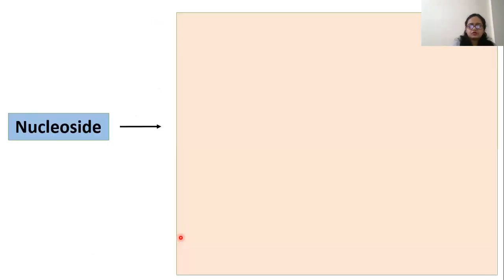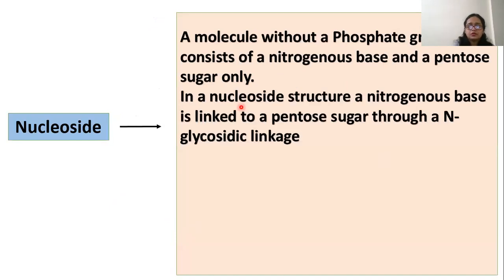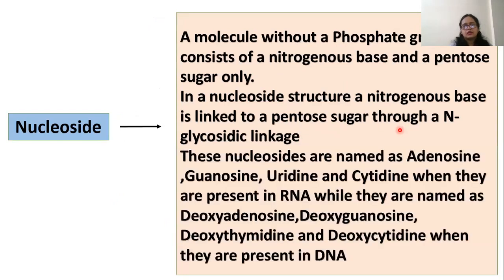Now we can summarize what a nucleoside is: a molecule without a phosphate group, consisting of a nitrogenous base and a pentose sugar only. In a nucleoside structure, a nitrogenous base is linked to a pentose sugar through an N-glycosidic linkage. Then these nucleosides are named adenosine, guanosine, uridine, and cytidine when they are present in RNA, while they are named deoxyadenosine, deoxyguanosine, deoxythymidine, and deoxycytidine when they are present in DNA.